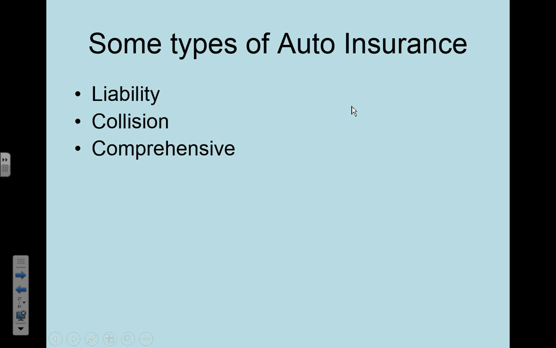You may also have comprehensive. Comprehensive pays for things that are really out of our control. Sometimes they're referred to as acts of God. Things like hail damage to your vehicle or a cracked windshield. Those kind of things are covered by comprehensive insurance. It doesn't fit liability. No one's at fault for hail damage to your car. It's not collision. You didn't get into an accident. So comprehensive is the type of insurance you'd want if you want to cover those things.